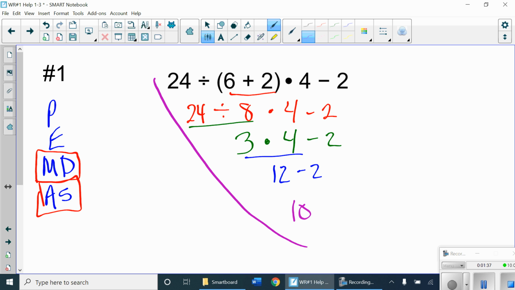If you'll notice my work, it's getting shorter and shorter, and your work should also look like this, going down and making a V shape. All right, next question.